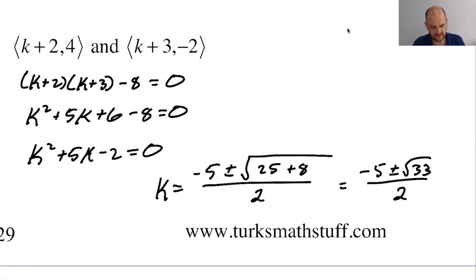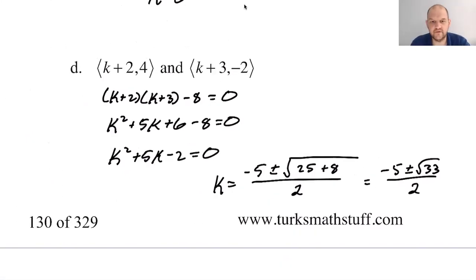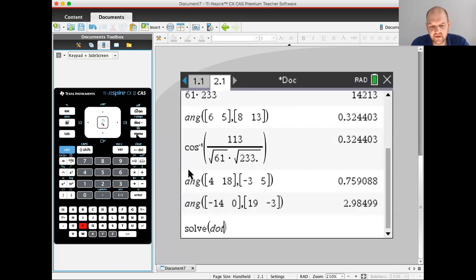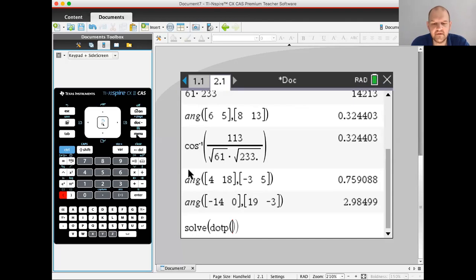I mean, those work. So these, I'm going to show you on the calculator. The calculator can actually do these problems. I'm going to combine a lot of things. I'm going to use solve, menu 3, 1. I'm going to use dot product, which is menu 7, C3. I'm going to type in the vector. So k plus 2, comma 4. That's the first vector. Comma, because we're dot producting two vectors, k plus 3, comma -2. We need it to equal 0 because we want them to be orthogonal. And I want to solve for k.